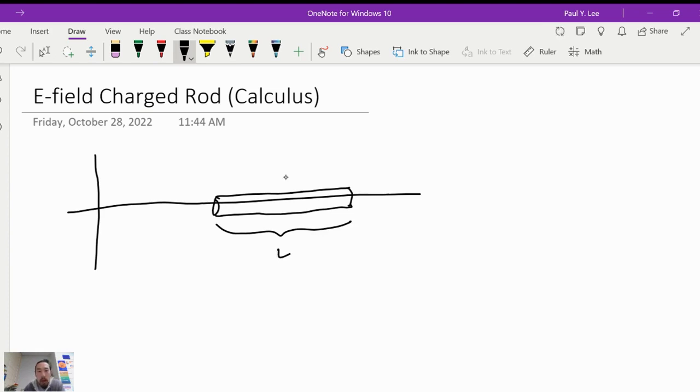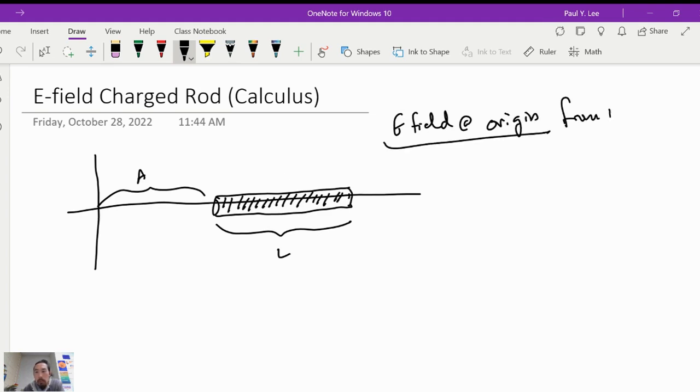And from the origin, it is a distance of A far away from the origin point. Okay. Also, this is a positively charged rod. So what I want us to find is the E field at the origin. So E field at origin from positive rod.